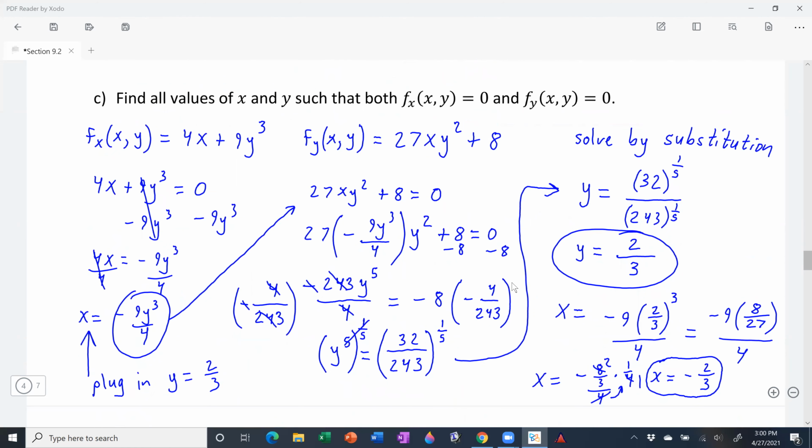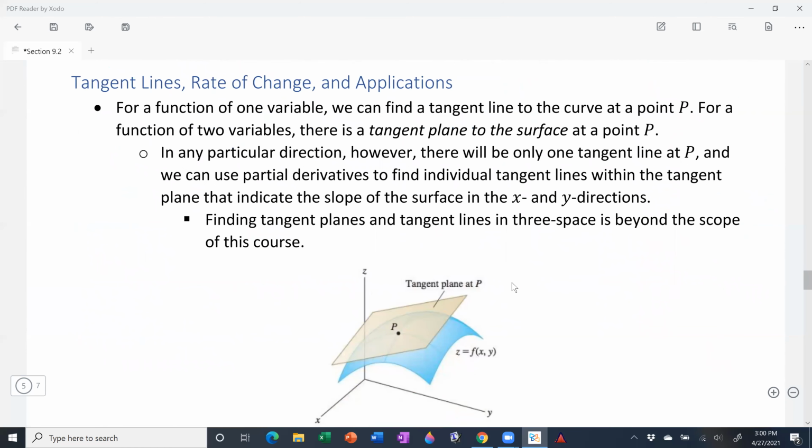Okay, cool stuff. I'll make another video to pick up on tangent lines, rate of change, and applications.